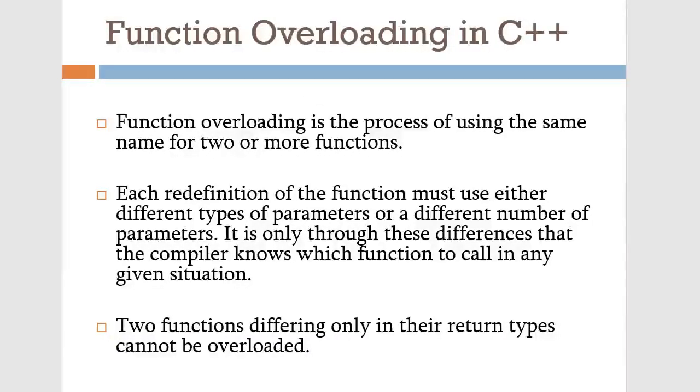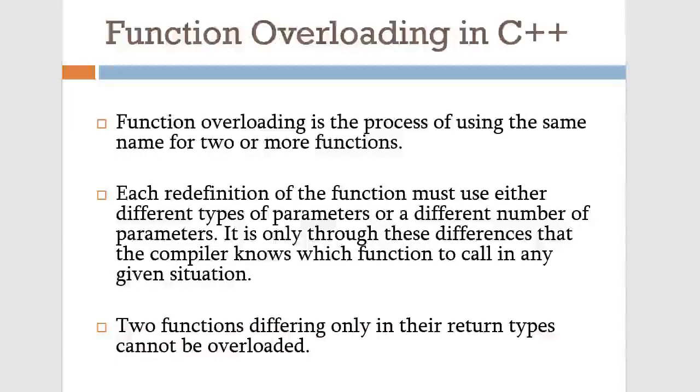Each redefinition of the function must use either different types of parameters or a different number of parameters. It is a very important point. When you overload the function, each function must use either different types of parameters, so the parameters must be of a different type, or the number of parameters passed must be different. It is only through these two differences that the compiler knows which function to call in any given situation.